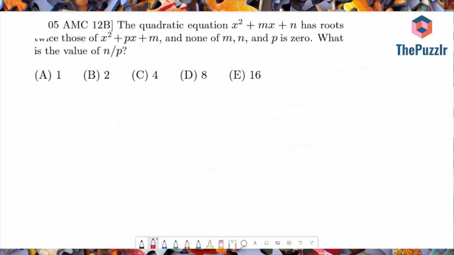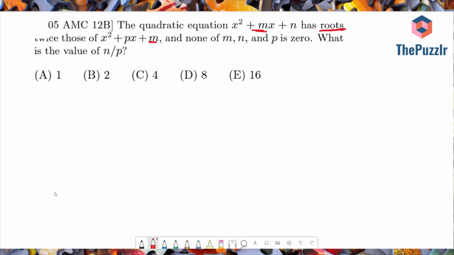Let's now look at a problem from the 2005 AMC 12B. A quadratic equation x squared plus mx plus n has roots twice those of x squared plus px plus m. So straight off, I noticed that they have one variable in common. Maybe I'll use that somehow. And none of m, n, and p is 0. What is the value of n over p?